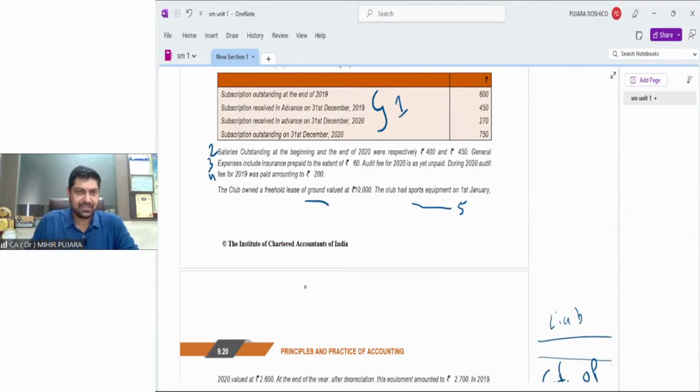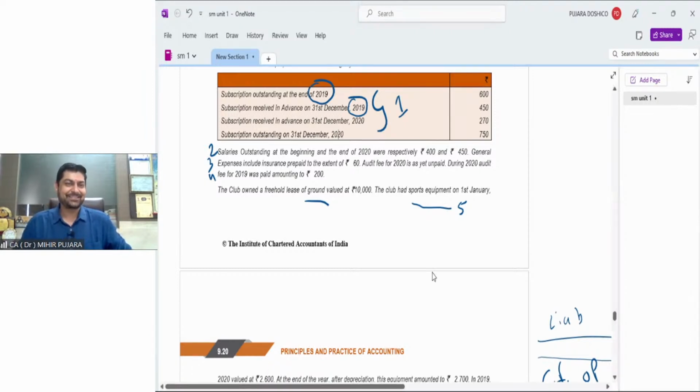What are we supposed to understand of 19, right? Of 19. So tell me where we will put 600 and where we will put 450 in last year's balance sheet. Tell me, guys, be fast. Where will we put 600 and where will we put 450?